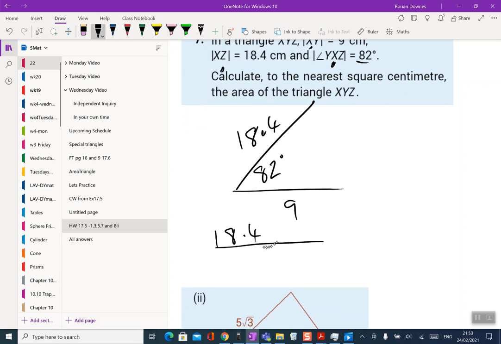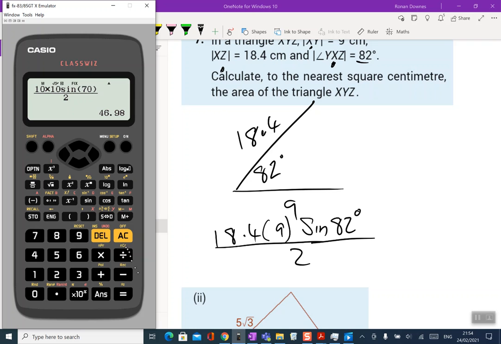First leg, second leg, sine of 82 degrees over 2. So above all else, we start with our fraction bar. And it's probably best to go 9 times 18.4. And it's a number, so like I said, you don't have to put in a multiplication, so I'm going to really prove that to you, that it doesn't matter that it says 0.4. You can still do sine of 82. Close your bracket. Go downstairs to your 2.